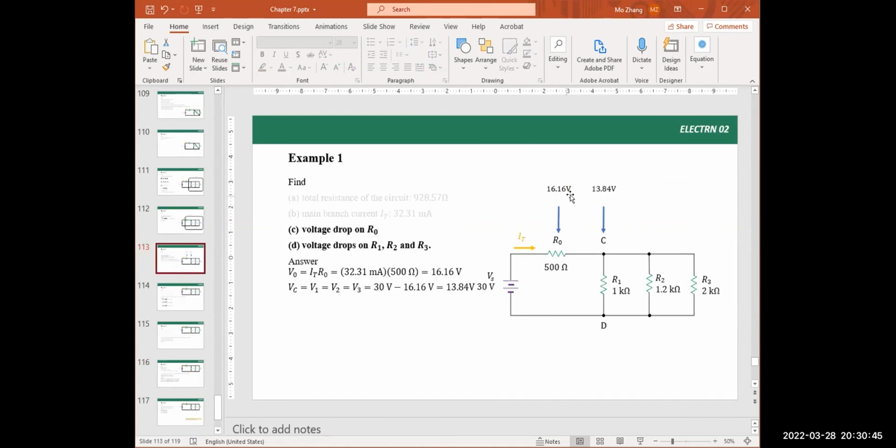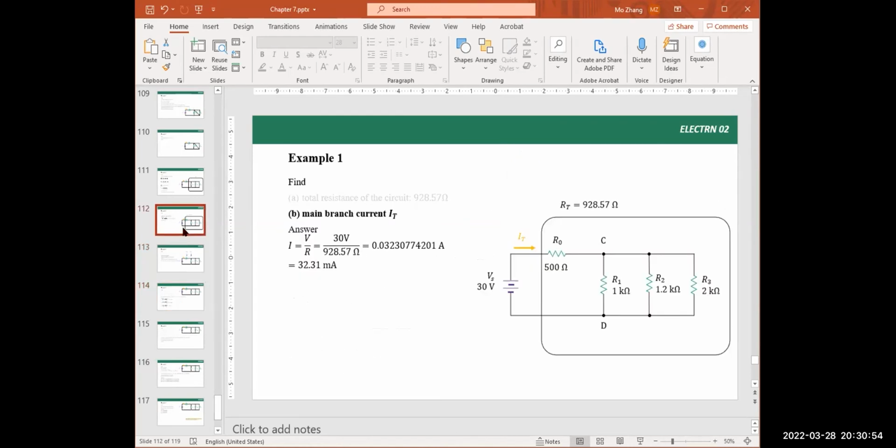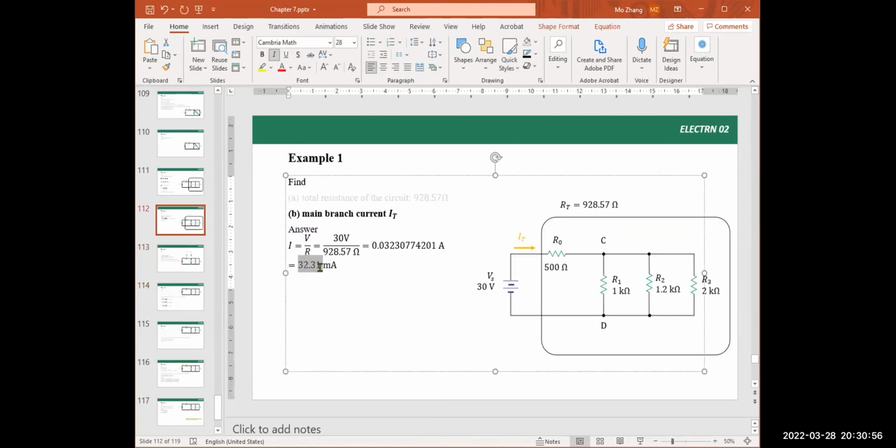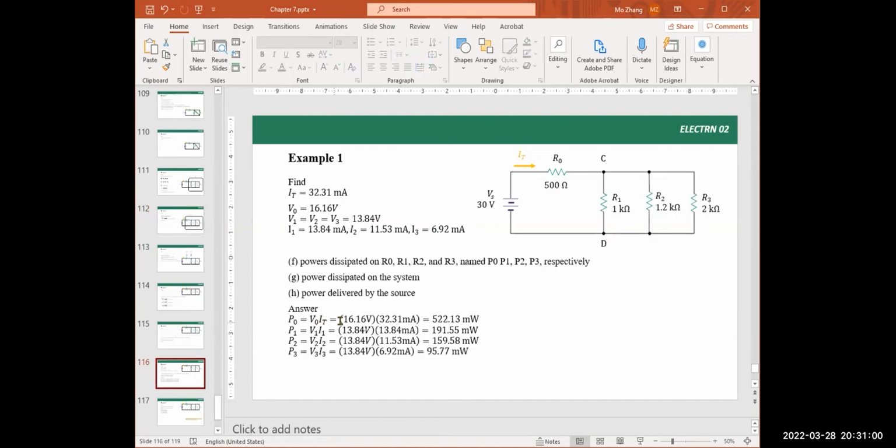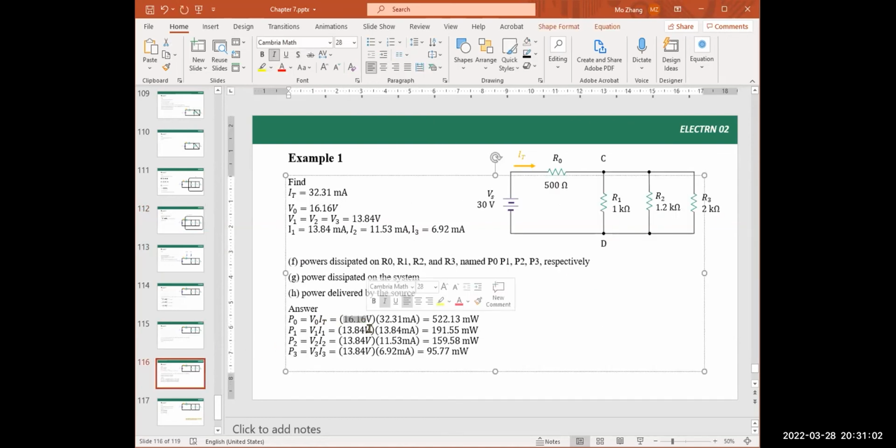This is the current. I'm sorry, this is the voltage. And then the current is this 32.31 milliamps, go through R0. So the product of these two, 16.15 volt times 32.31 milliamps, this is the power dissipated on R0.